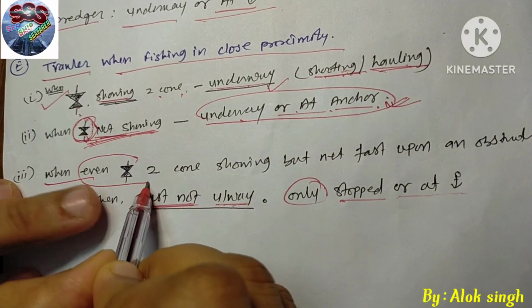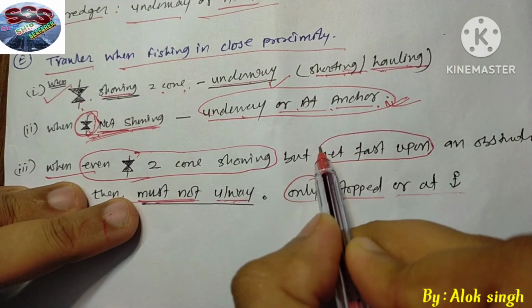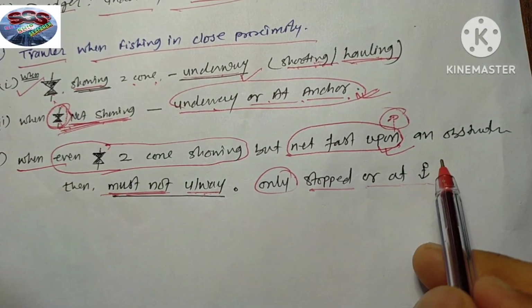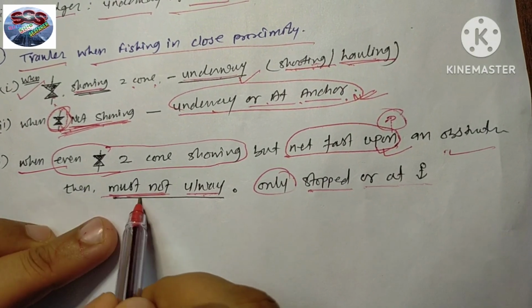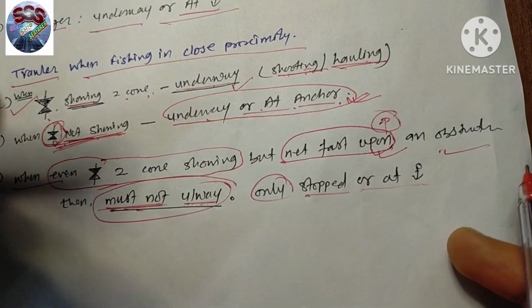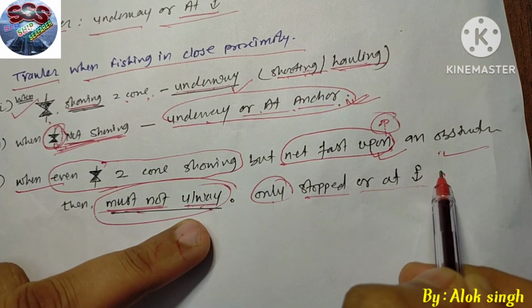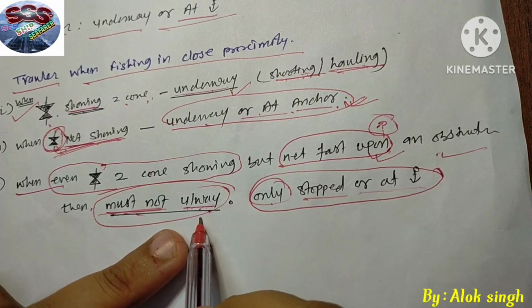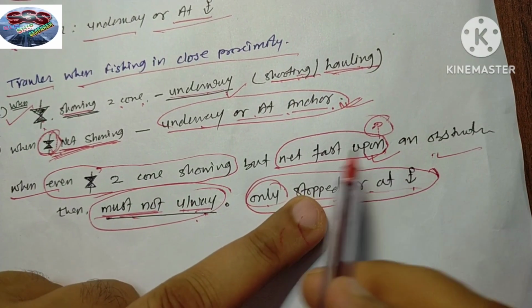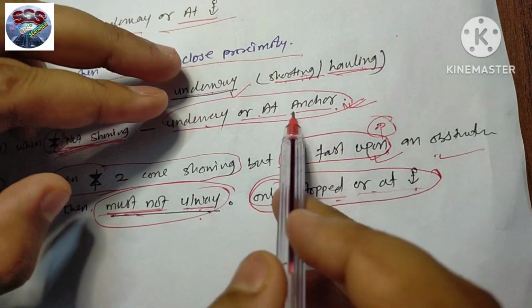Because even when these two cones with apex together are showing, but the net is fast upon an obstruction, in the case of the papa flag, net fast upon obstruction, in that condition we cannot say the vessel is underway. We must not say underway, because if it is fast upon an obstruction, you can understand that the vessel is restricted in maneuver. It is restricted by something and it is not making way. So in this condition we don't have to say underway, only stopped or at anchor. So this is the only card in the day card which will confuse you with some other. So it is either underway or at anchor.